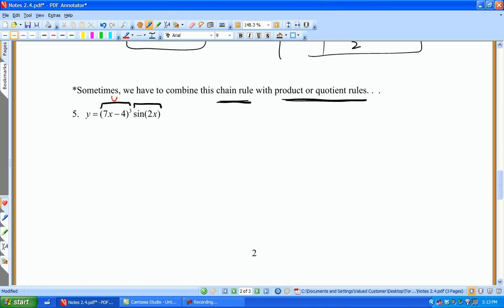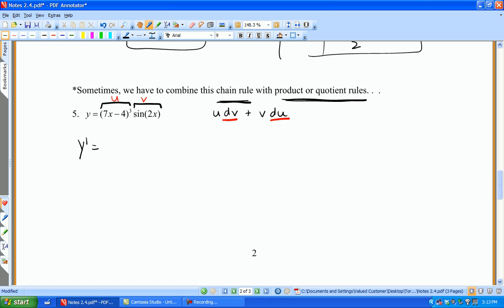So if I think of the first part as u and the second part as v, I can remember the product rule says I take u times the derivative of v plus v times the derivative of u. The key is, in the product rule, when I am taking the derivative of something, if that something is a composite function, I will have to apply the chain rule. All right, so let's give it a try.